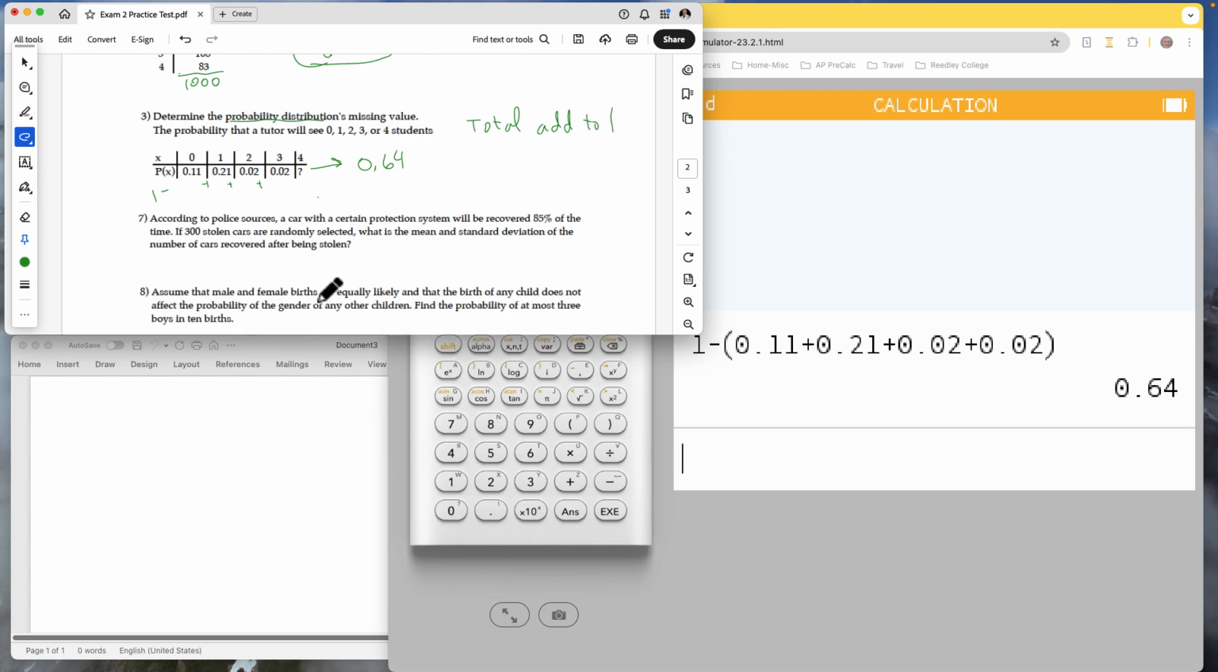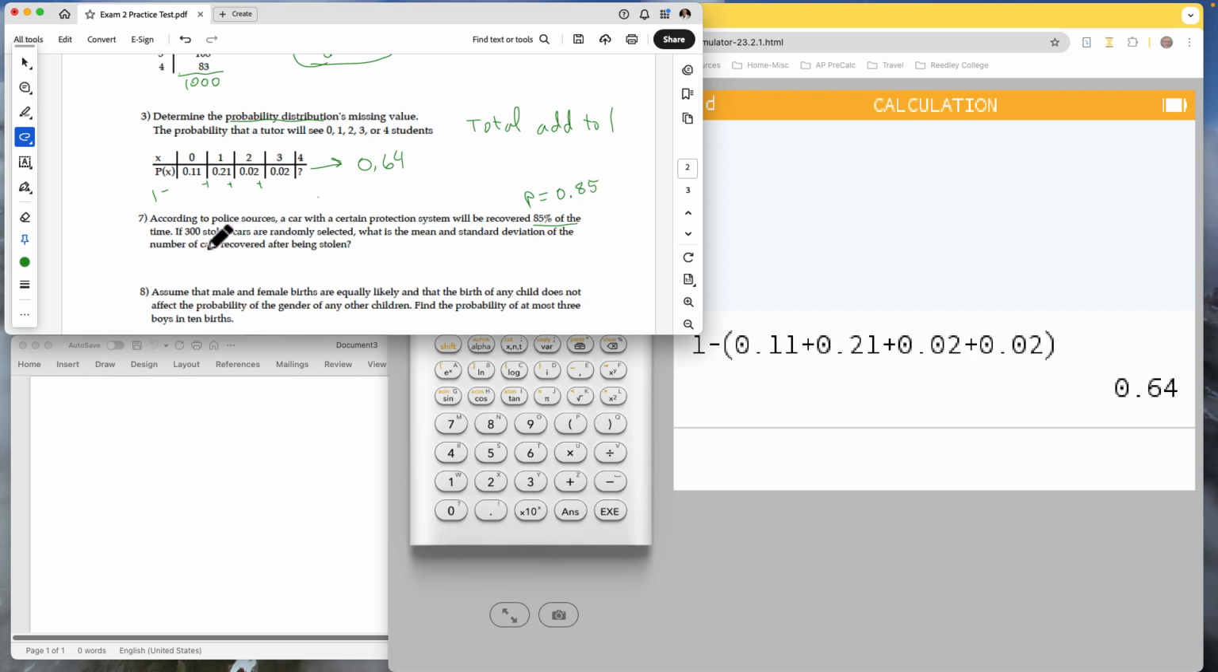The next one. These are jumping around, but I just copied and pasted them from the practice tests. According to police sources, a car with a certain protection system will be recovered 85% of the time. If 300 stolen cars are randomly selected, what is the mean and standard deviation of the number of cars recovered after being stolen? Well, you have to recognize that this is a binomial. You will either recover the car or you won't. So this 85% is the probability of success, recovering a car, so p equals 0.85.